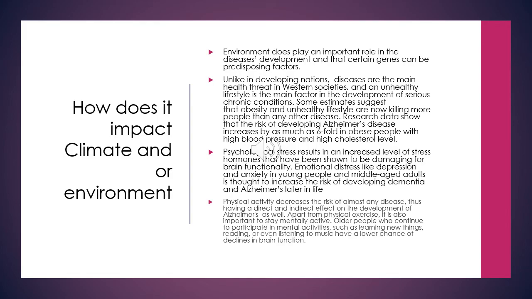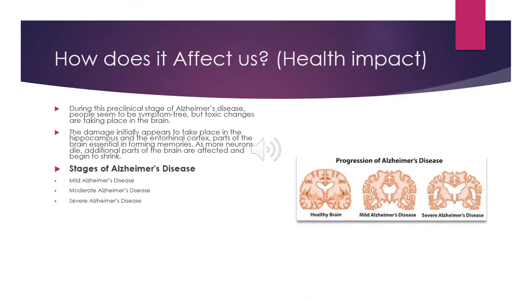Hi, today I'm gonna be talking to you guys about Alzheimer's disease and how it affects us. During preclinical stages of Alzheimer's disease, people seem to be symptom free, but toxic changes are being placed in the brain, meaning when most people first receive the news of having Alzheimer's, they're just starting off and it is in the preclinical stages. So you can call that stage the mild Alzheimer's disease stage.